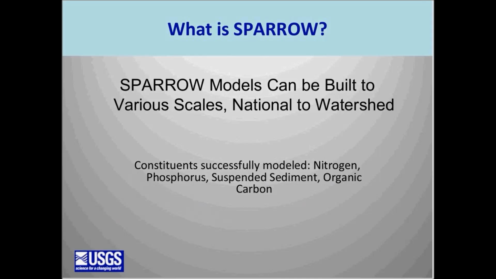So as I said, these SPARROW models can be built to various scales. People have calibrated these nationally, but they can also be done at the watershed scale. And as you go from national to watershed, then hopefully your calibration is going to be more correct, give you a better idea of what's going on. And the constituents that have been successfully modeled so far include nitrogen and phosphorus. Those are most of the models that have been built.